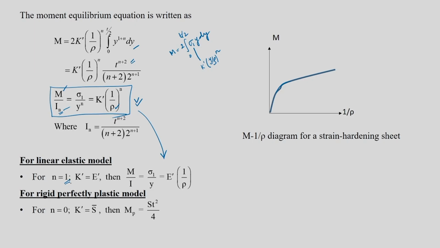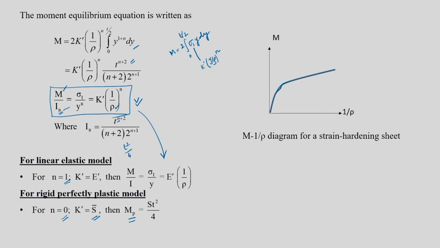You can also put n is equal to 0, it will go to the other extreme case. When you put n is equal to 0 here, it means t square divided by 4, t square by 4 you will get. And so n is equal to 0 means k dash will straight away be nothing but the yield stress, which means that you will have only MP.